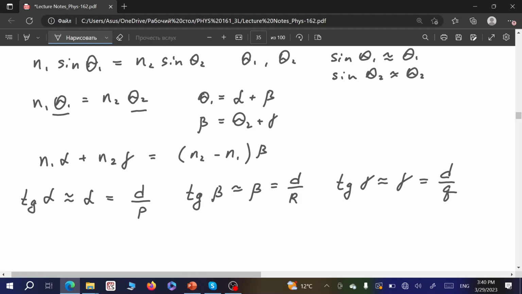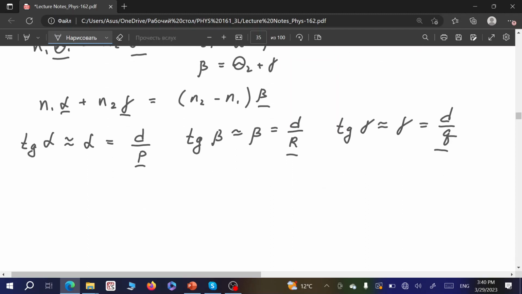So now, when we substitute instead of alpha, gamma, and beta their expressions in terms of characteristic distances which we care about, we will get the final equation for the refraction, like forming an image via refraction. We so far don't specify that we have some lens, because a lens will have two surfaces. So far we're dealing only with one surface, but that's enough already to form an image.